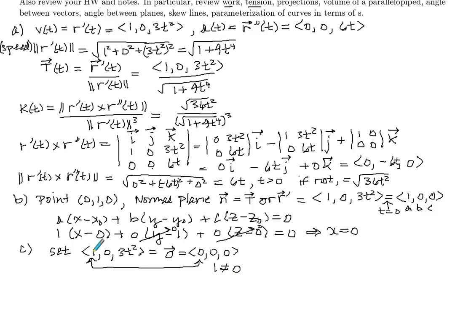Or if you want to look at speed, which was the length of r prime right there, your speed equals the square root of 1 plus 9t to the 4th. If it's at rest, you set this equal to 0, and there would be a solution, but there's not. So the answer is no, it's never at rest.